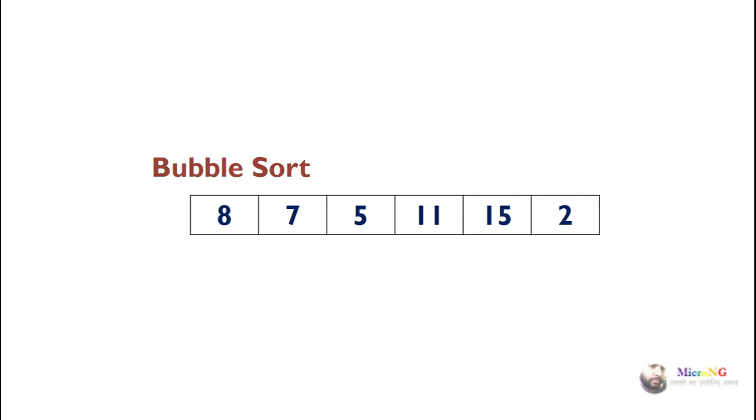We need to sort these numbers using bubble sort: 8, 7, 5, 11, 15, and 2. Now in bubble sort we need to repeat a number of passes, and the total number of passes will depend on how many elements are present. In this example we have 6 elements, so we need to do 5 different passes.